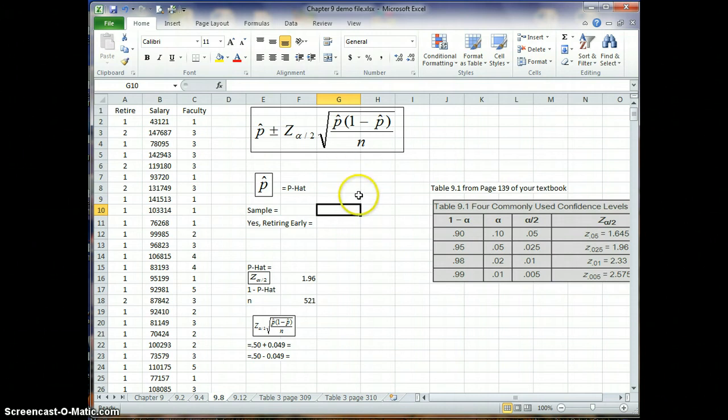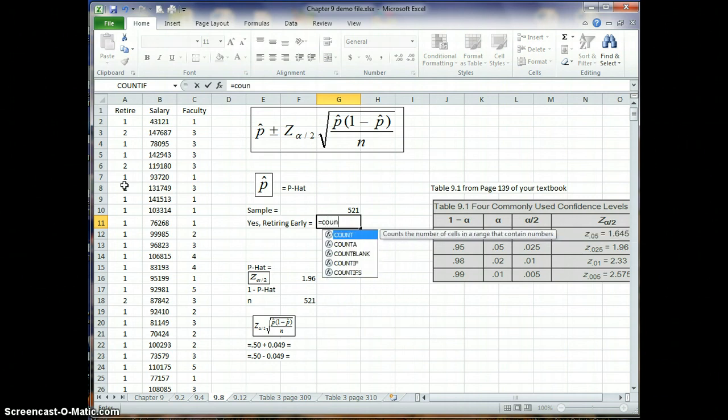So first thing I'm going to do is just type in the number in the sample, which is 521. And now we have to figure out, in this case, if they indicated a 2 in this column, that means they're planning to retire early. We could go through and just count it manually, but there's no reason to do that. So I'm going to show you a function, the COUNTIF function. It counts the number of cells within a range that meet the given condition.